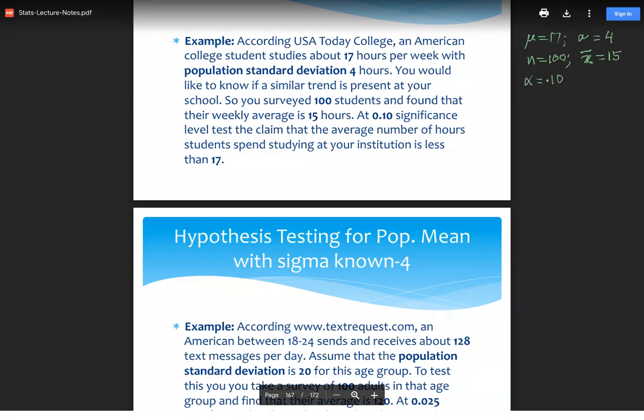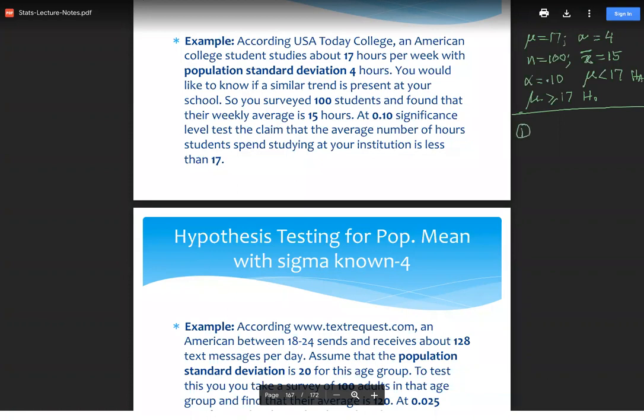Test the claim that the average number of hours students spend studying in your institution is less than 17. So mu is less than 17. That's what you're testing. So that's going to be your alternative. And your null is going to be mu is greater than or equal to 17, which is the null hypothesis. You have all the information that you need in order to solve this problem. So what is it? Number one, normality condition.